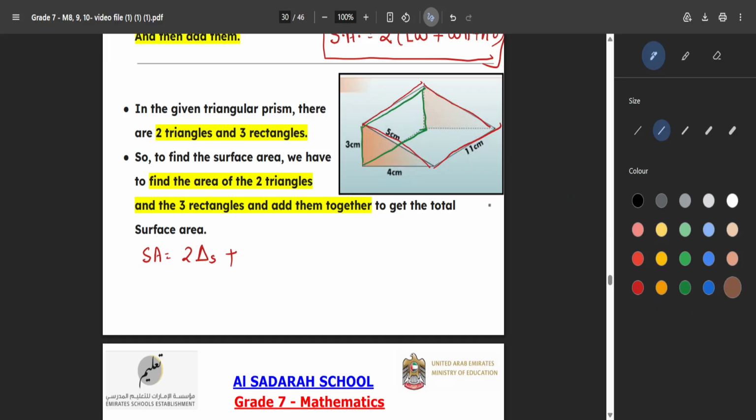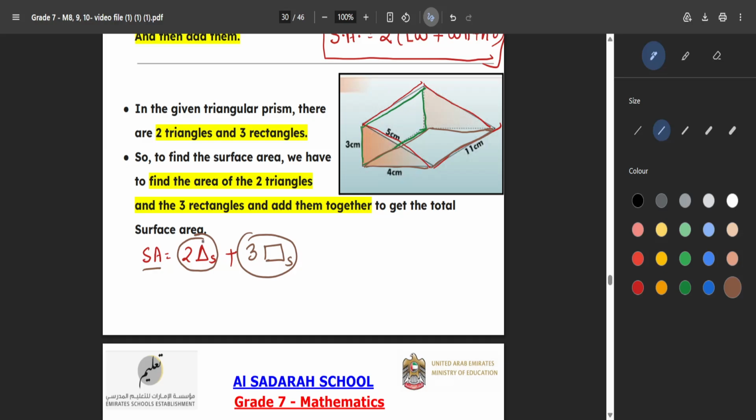Then there is one rectangle at the bottom also. Check here. So there are three rectangles, correct? So if I want the total surface area of a triangular prism, I have to find the area of 5 surfaces, out of which 2 are triangles and 3 are rectangles.